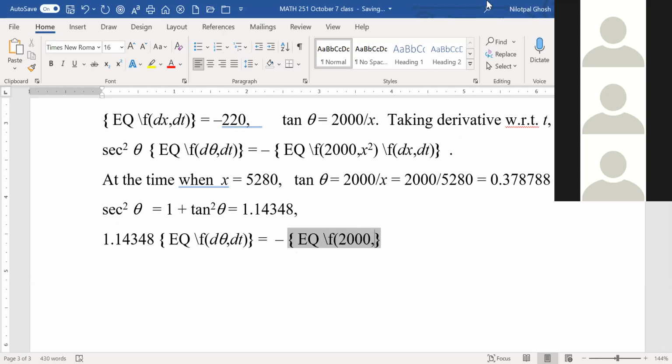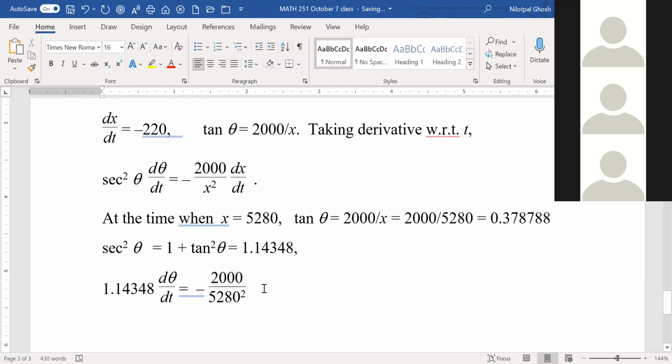Chat, what did somebody say? What value of theta did you use? I don't even bother to calculate the value of theta. I just wanted sec square theta. That's all I need. Tan theta is this, so sec square theta is this. So I don't know what theta is. Divided by 5280 square. You can figure it out by using the arctan button, tan inverse. Oh, sorry, my mistake. That's this. Okay, fine. Multiplied by negative 220.